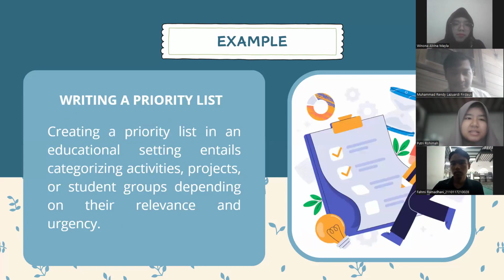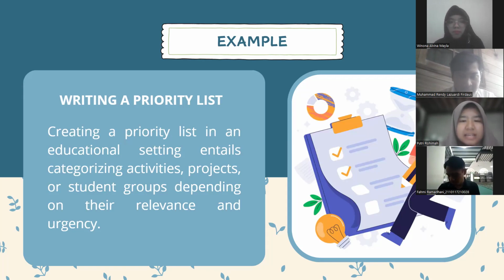The second one is writing a priority list. Creating a priority list in an educational setting entails categorizing activities, projects, or student groups depending on their relevance and urgency. And based on these two examples, we conclude that group prioritizing is focusing on a topic that has to be discussed by grouping. And next slide, please.